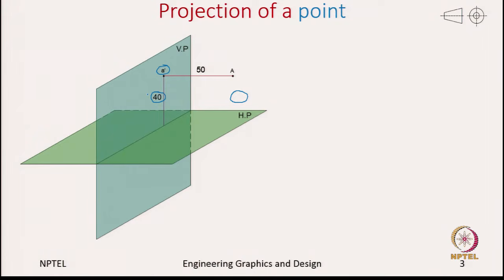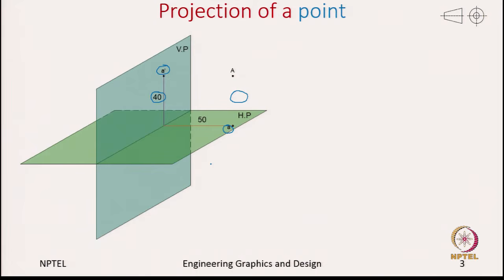Now, the eye is placed on the top, and then we capture the top view. So, here is a, the small letter a for the top view, and this is at a distance of 50 from the vertical plane.